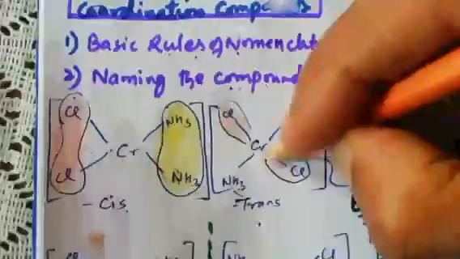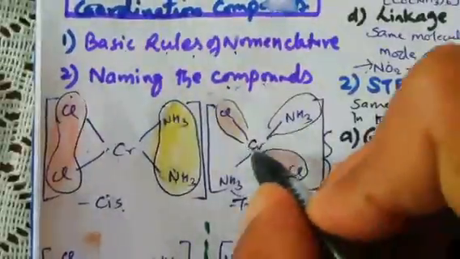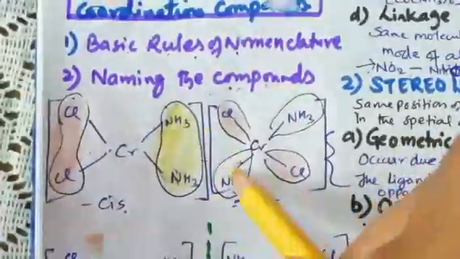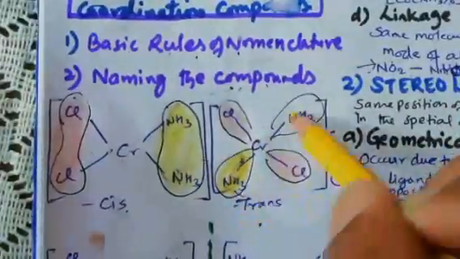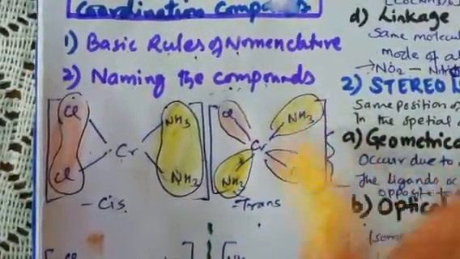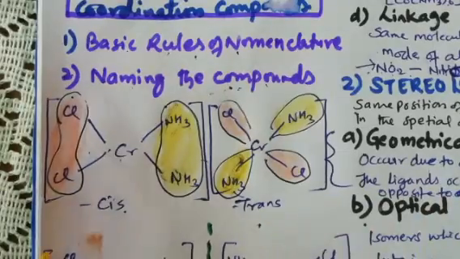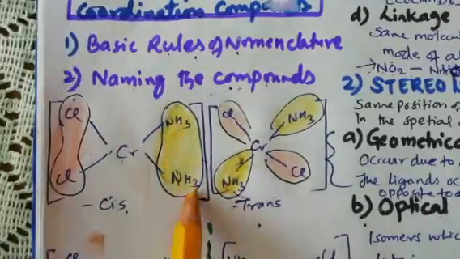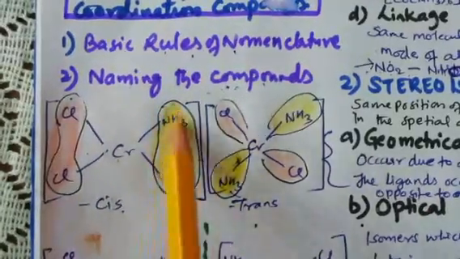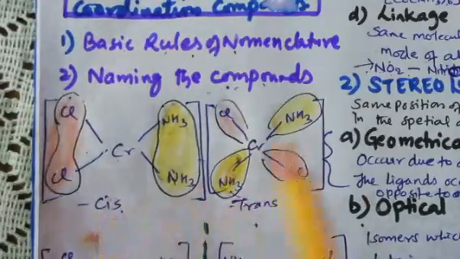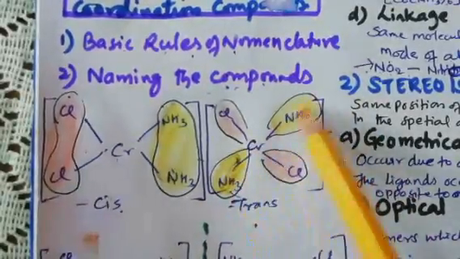The chlorine is opposite to the amine. The amine group is also arranged oppositely. This type of arrangement is called geometrical isomerism. Here, when both amines are on one side, adjacent to each other, that is called cis. Where both amines are opposite to each other, that is called trans.